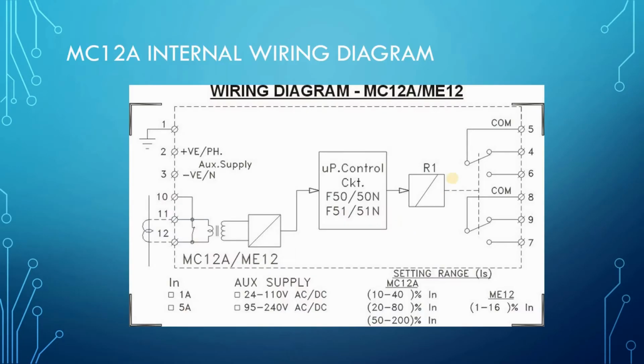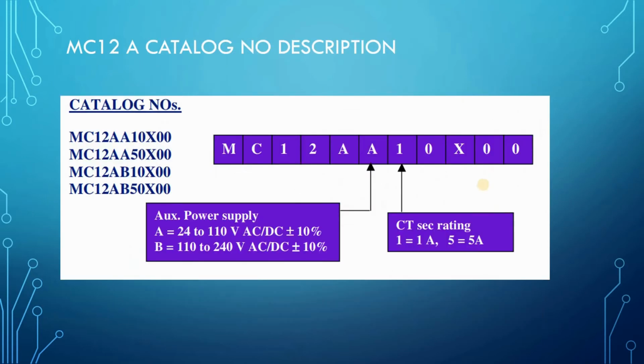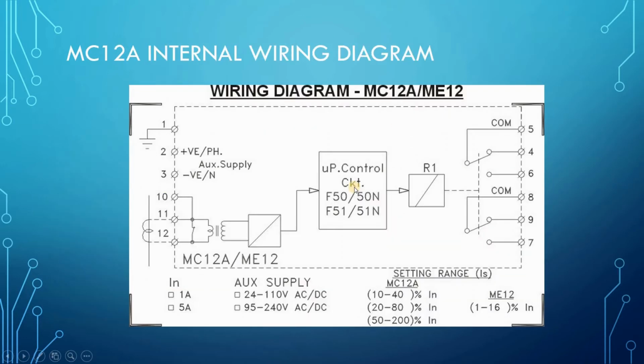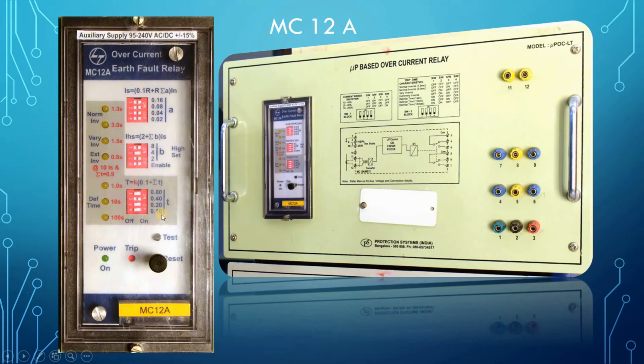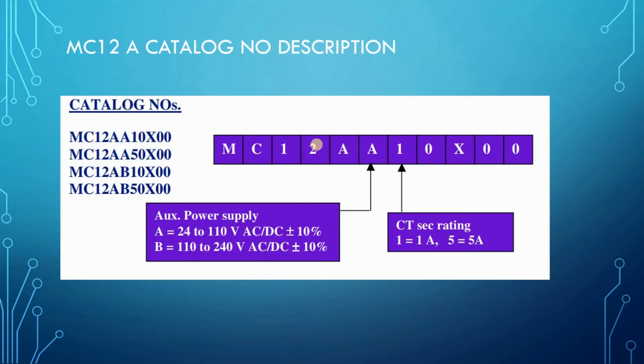So you see next, this is the diagram as I showed earlier. So next we can also see by seeing the model number. What is the model number here? We will see. Okay. Here it is not written, but in the manual it is written. So according to the model number, that is MC12A or whatever is written, MC12A is the relay, and this A signifies which power supply we are having, 24 to 110 volt or 110 to 240 volt.